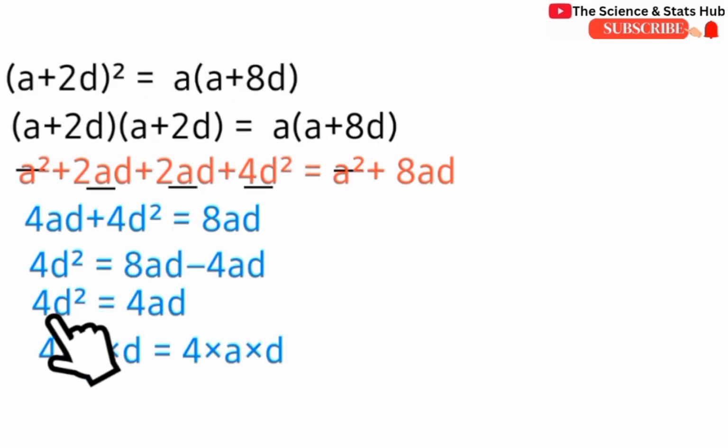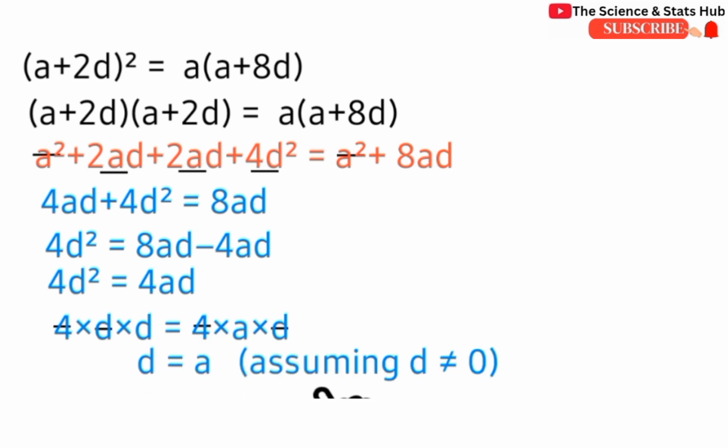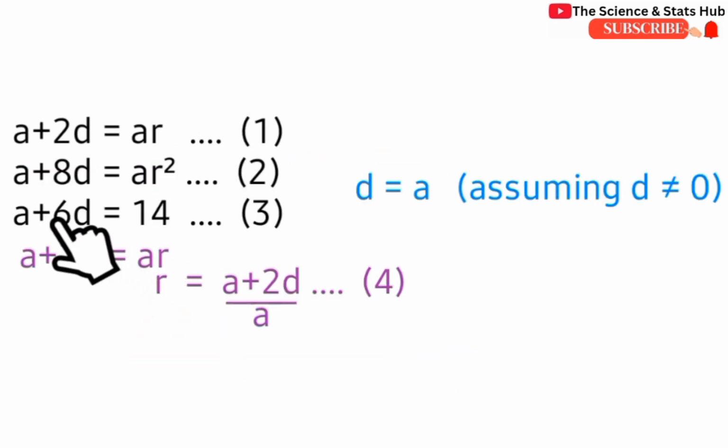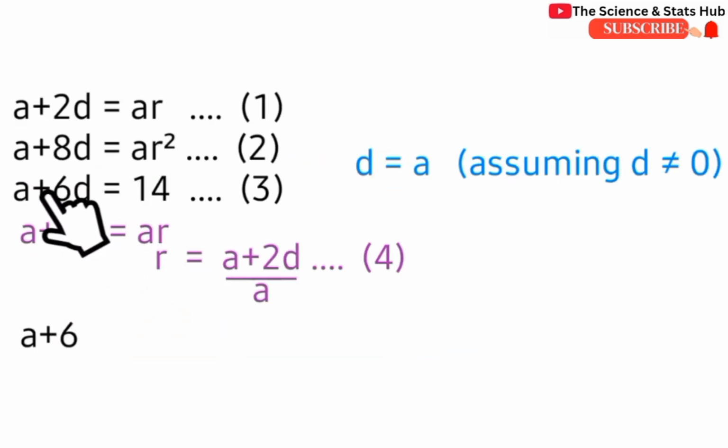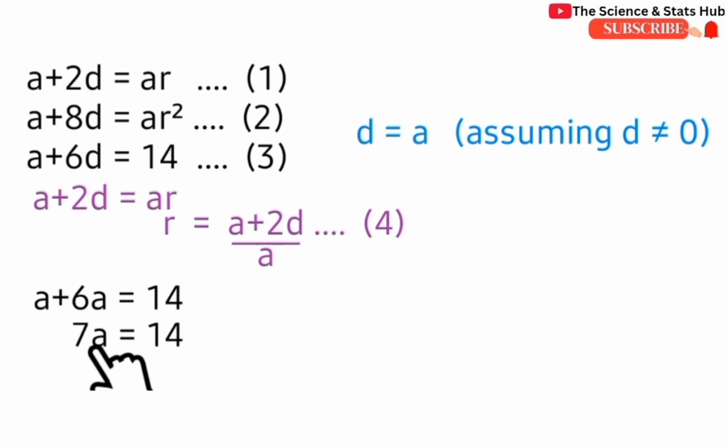4D squared entails 4 multiplied by D multiplied by D equal 4 multiplied by A multiplied by D. The 4 here eliminates this, and the D on the left hand side eliminates this. So on the left hand side we are left with D, equal to A on the right hand side. This entails that D is equal to A, assuming D is not equal to 0. Now from equation 3, substitute D equal A. Equation 3 is A plus 6D, and we said substitute D for A. So in place of D, we write A, equal 14. A plus 6A, 7A equal 14. A will be 14 divided by 7, which is 2.